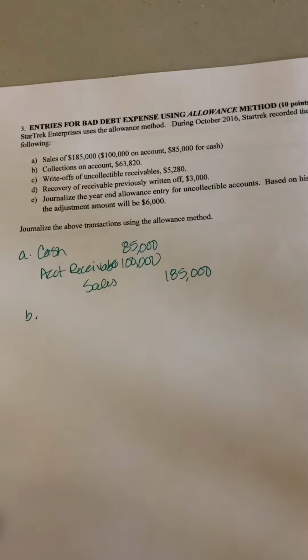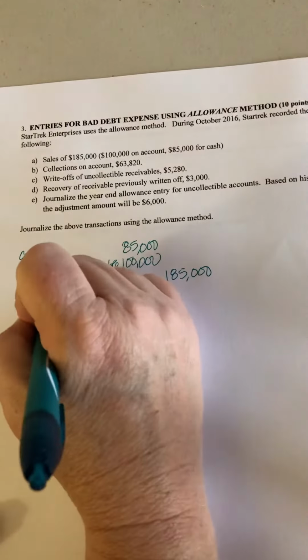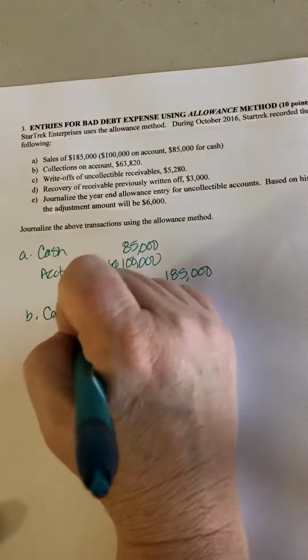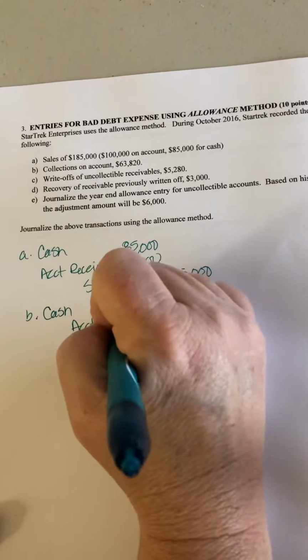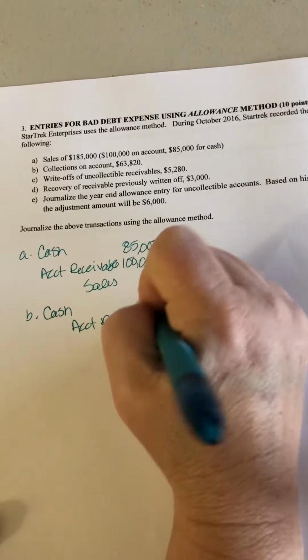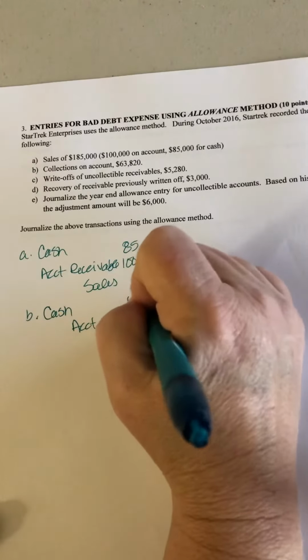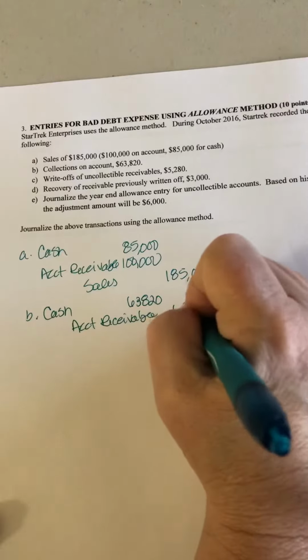Then I collected 63,820 on account, so I'm getting cash. I'm going to credit accounts receivable for the 63,820.